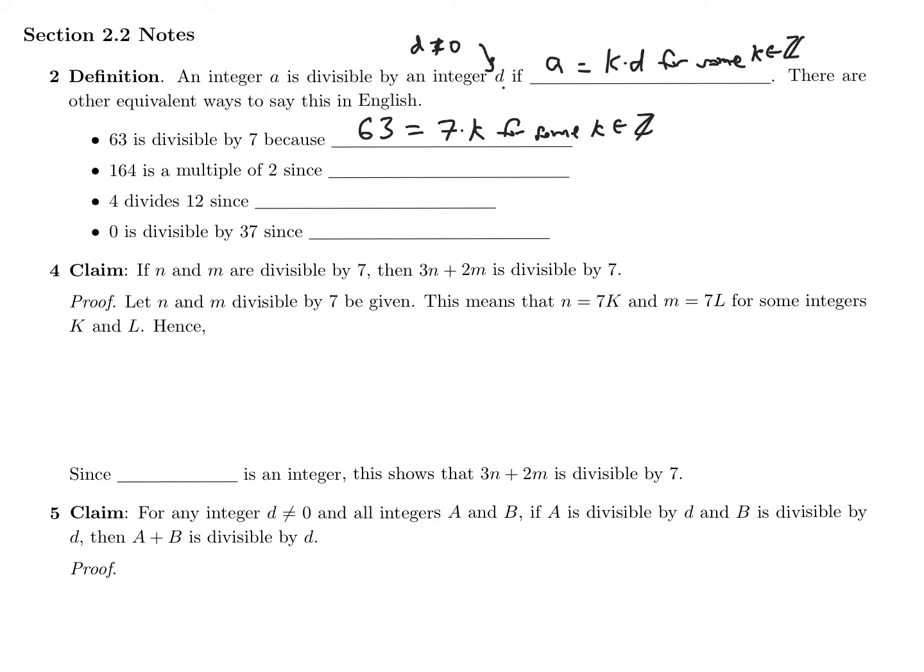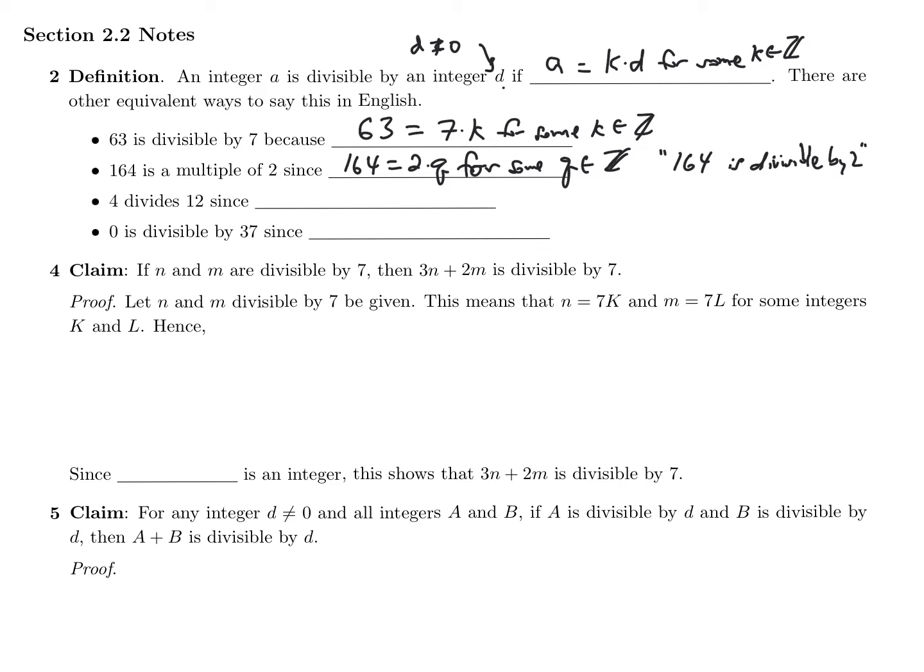You might see 164 as a multiple of 2. And so if you wanted to demonstrate that, you would say it's because 164 is 2 times something, and I'll use a different letter here, for some integer Q. But notice that's exactly the same thing as if I had said 164 is divisible by 2. So being a multiple of 2 and being divisible by 2 mean exactly the same thing.